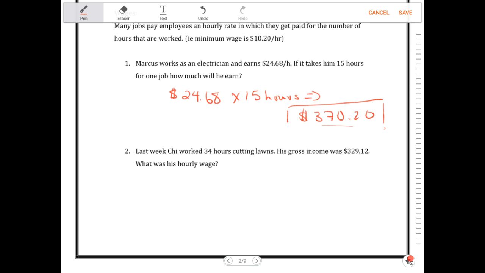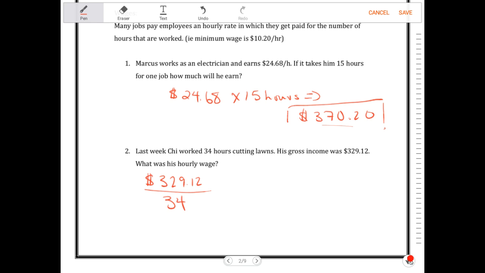There's different ways of doing this. You might be able to go straight to this. You might go, well, it was $329.12 for a total of 34 hours of work. All you have to do in this case is go 329.12 divided by 34, and I'll do that for you quickly here.